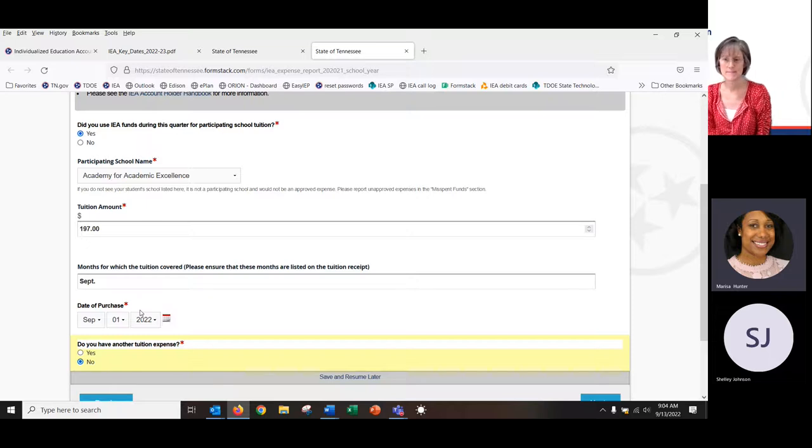Sorry. And also on the receipt, please make sure that the name of the school and the address of the school is located on that receipt. We must be able to verify that you're using the funds at the school in which you're paying the tuition fees.